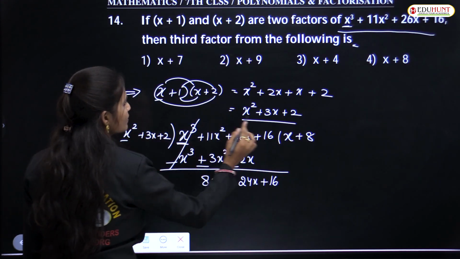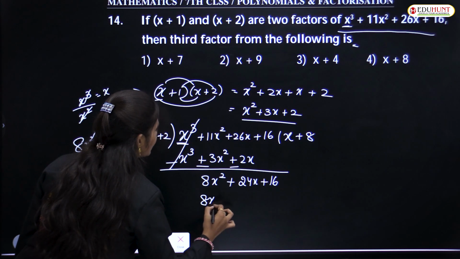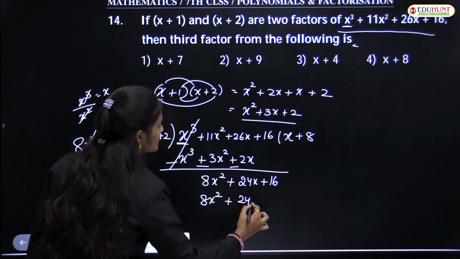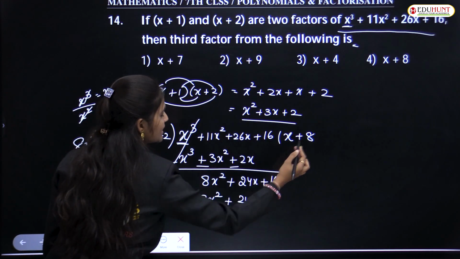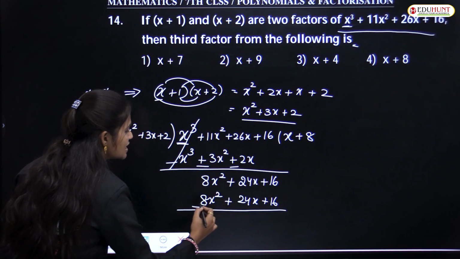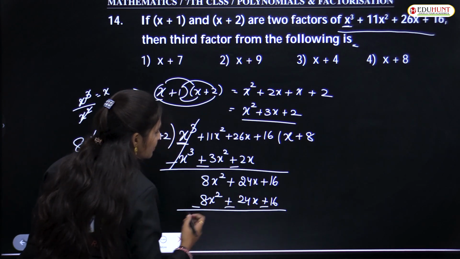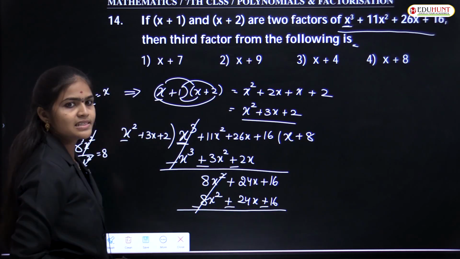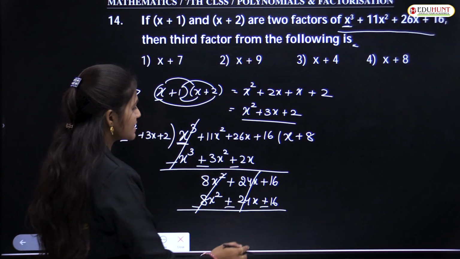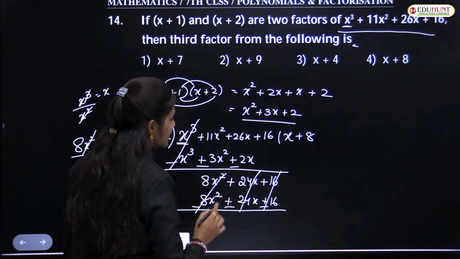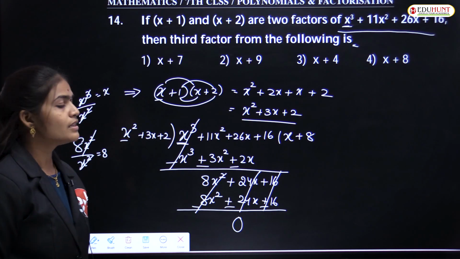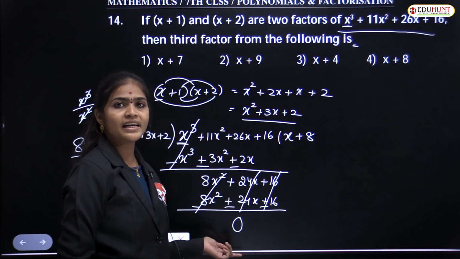Now x square into 8 is equal to 8x square, plus 3x into 8 is equal to plus 24x, plus 2 into 8 is equal to 16. While you are taking the difference, plus becomes minus. So 8x square minus 8x square gets cancelled, 24x minus 24x gets cancelled, 16 minus 16. So finally the remainder is 0.